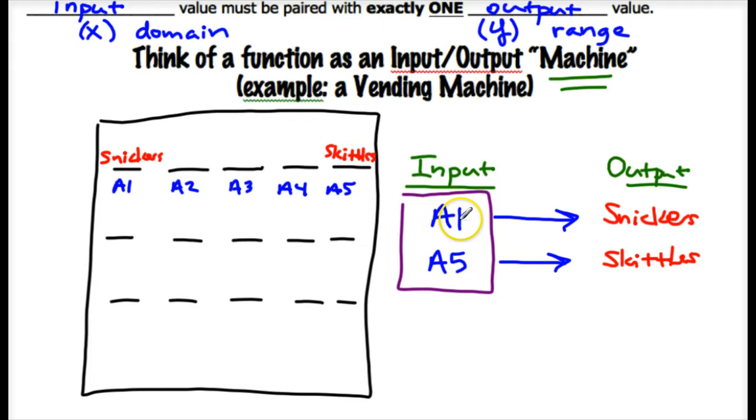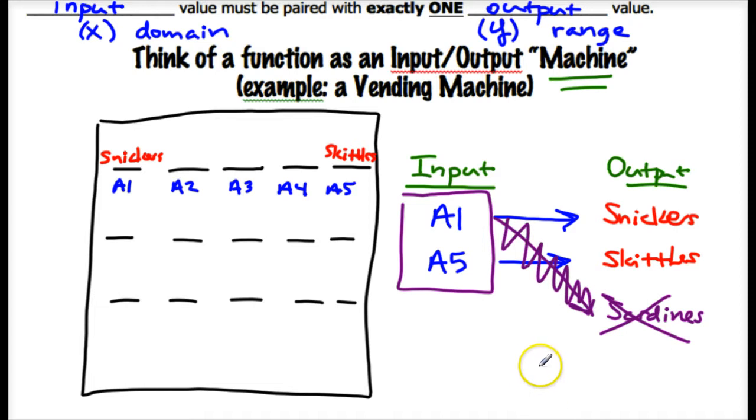You can't have A1 going to Snickers sometimes and then canned sardines the next time. That would be a very, very bad vending machine. There shouldn't be any surprises when you're getting something from a vending machine. So that's what I mean by every single input value has to be paired with exactly one output value. You can't have a single input value going to multiple outputs. Otherwise, it's going to be random chance of what you might get as your candy bar.